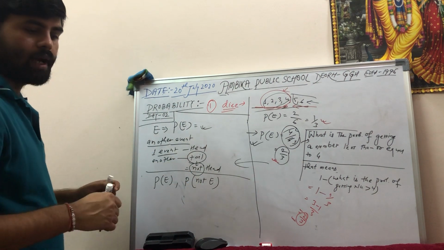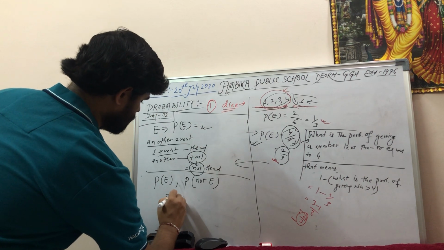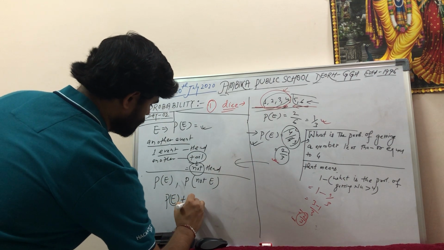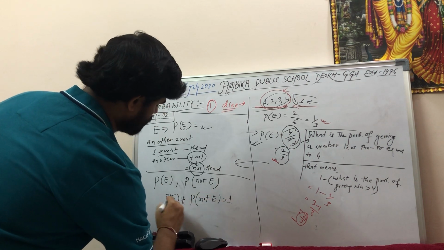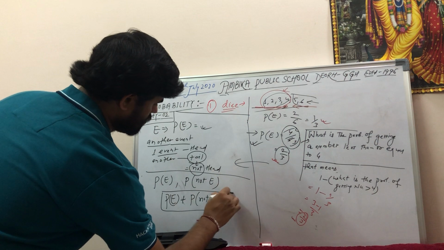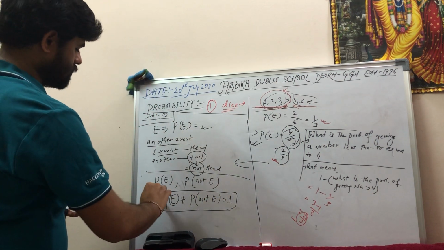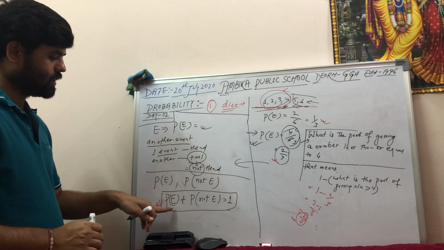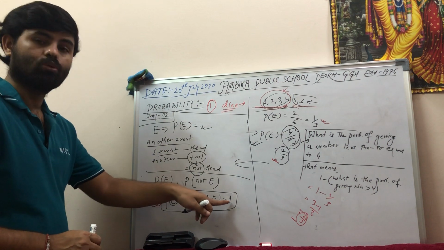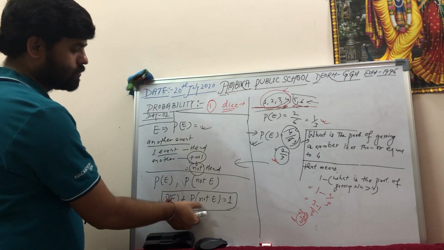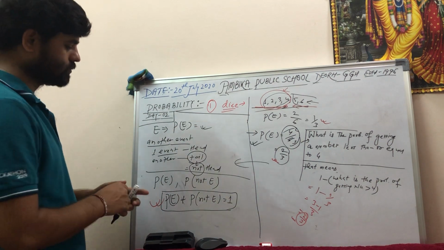So you have understood one line: probability of an event plus probability of not an event equals the complete probability. What is the complete probability? Total probability is how much? 1. So this concept you have to remember. Probability of event E plus probability of not event E equals 1. Many questions will be solved by this formula. So I will write this formula in another way.